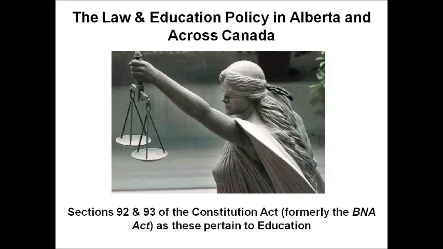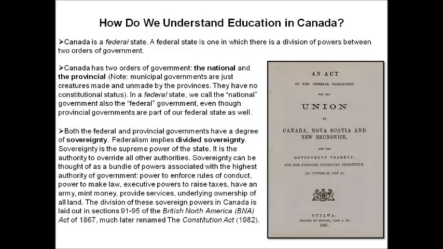So let's talk a little bit about how education is organized in Canada. So how do we understand education in Canada? Canada is a federal state. A federal state is one in which there is a division of powers between two orders of government. Okay, so Canada has two orders of government. It's the national and the provincial orders.